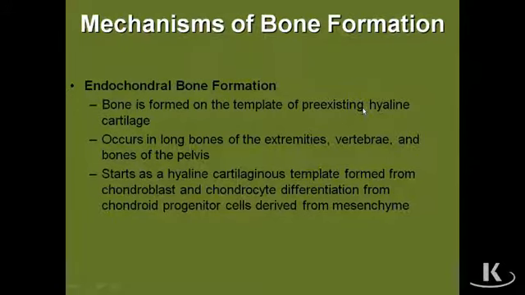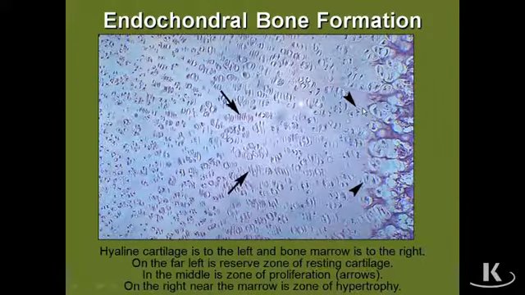In contrast, endochondral bone formation requires the existence of a pre-existing plate of hyaline cartilage. And endochondral bone formation is classically located in the long bones of both extremities, in the vertebrae, and in the bones of the pelvis. As we said, endochondral bone formation starts as a hyaline cartilaginous template, which is formed from chondroblasts and chondrocytes by way of differentiation from chondroid progenitor cells that we've seen already that are derived from mesenchyme.